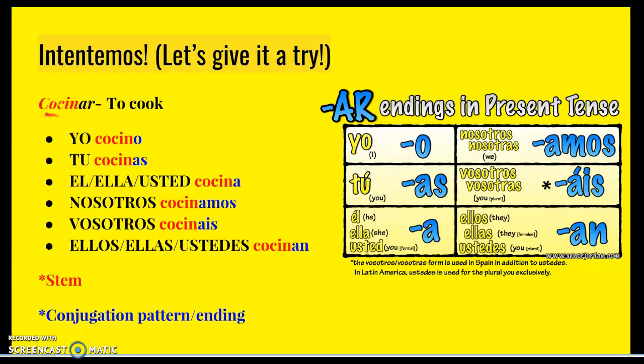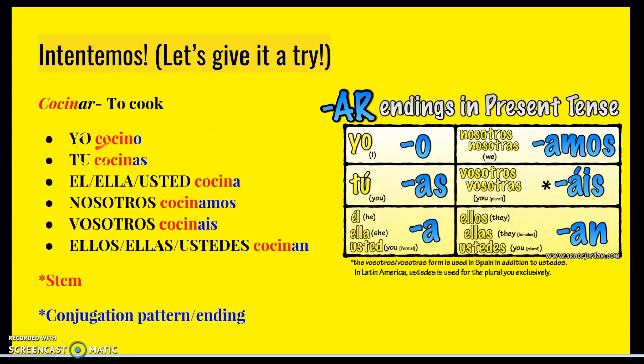Tenemos el verbo cocinar. We have the verb cocinar, which means to cook. Now, remember when we talked about the stem? So we are only gonna use the stem here. So this would be the stem right there. So what we do is that we use the stem and then we use the ending that I just taught you in the previous slide. So we combine them in one word and then we will have the conjugation for the AR verbs in present tense.